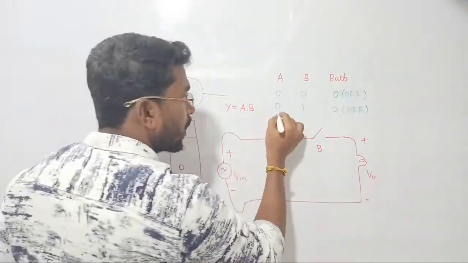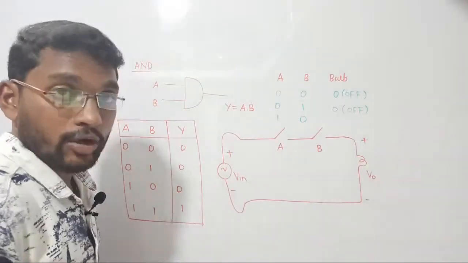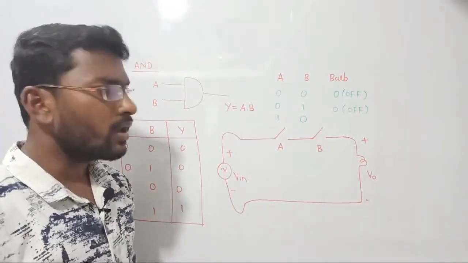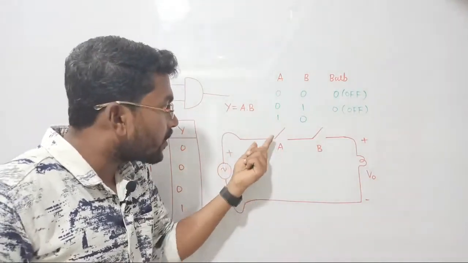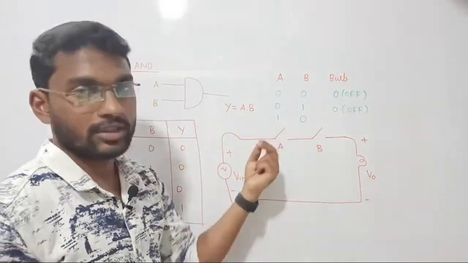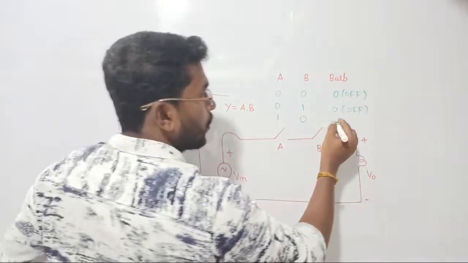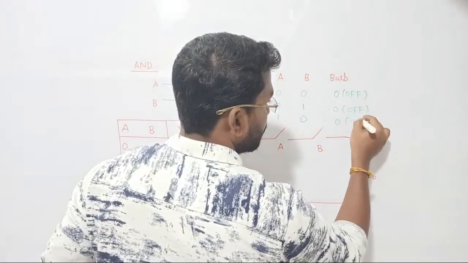Let's continue with the 0. Is there any possibility to turn on the bulb? No, I don't think so, right? Why? Because you may close switch A, because we are triggering switch A. But what about switch B? It is still an open circuit, right? So again, your output is in the off state only.